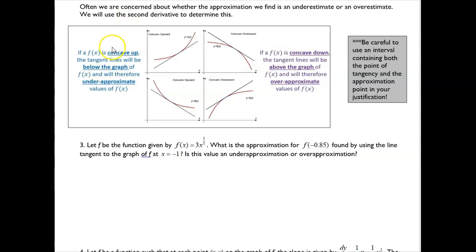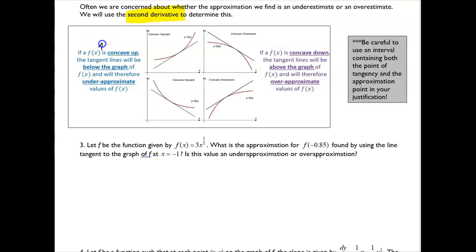So often we're concerned about whether our approximation is an underestimate or an overestimate. It's hard for us to know that without knowing the exact original function, but we can still use derivatives to help us, and we'll actually use the second derivative to determine if our value is an over approximation or an under approximation. So if our graph is concave up, like these graphs on the left, then the tangent line is below the graph, which gives me an under approximation.